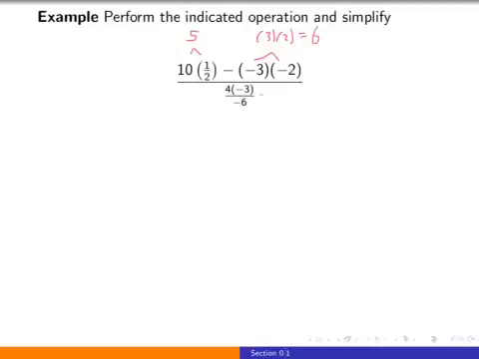And looking in the denominator where we have this fraction, 4 times minus 3 gives us minus 12, and that's all over minus 6. So in this case, the negatives cancel, and what we would be left with is 12 over 6, which is simply 2. So after simplifying each part of this expression, we end up with 5 minus 6, all divided by the number 2. So this is equal to minus 1 over 2, otherwise known as the number minus 1/2.